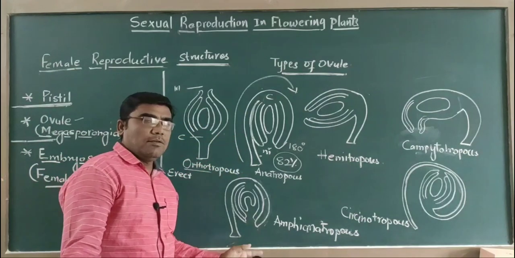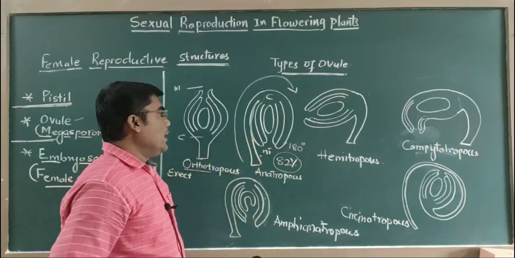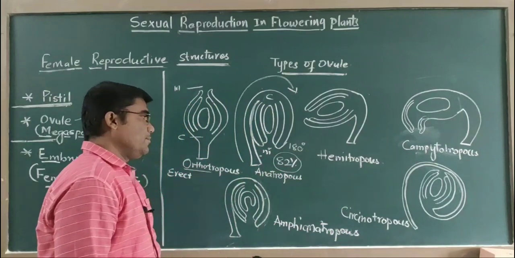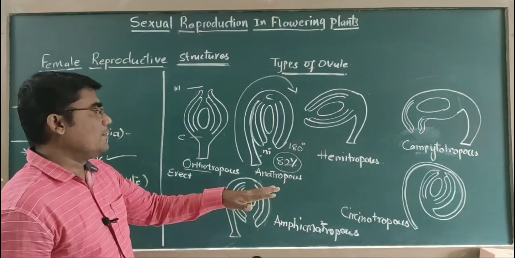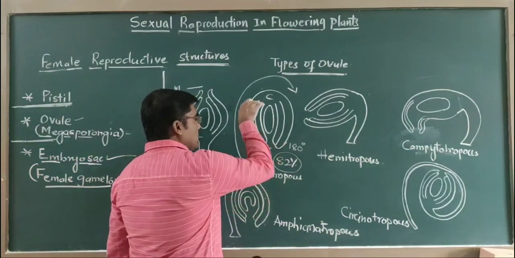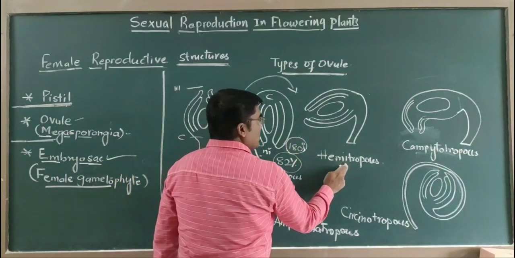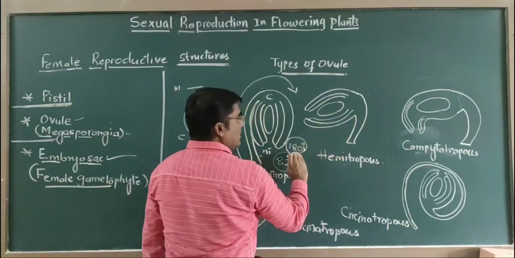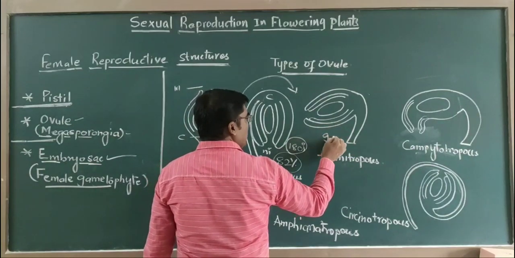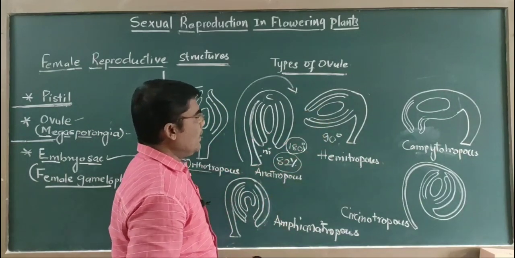Anatropous ovule is commonly found in 82% of plants. Hibiscus, you can give as the example. Here you observe the Hemianatropous. Hemi means half. Here the Anatropous ovule is bent downward 180 degrees, whereas Hemianatropous is bent half. That means it is not totally bent downward. It shows a bending of 90 degrees, only 90 degrees of bending.